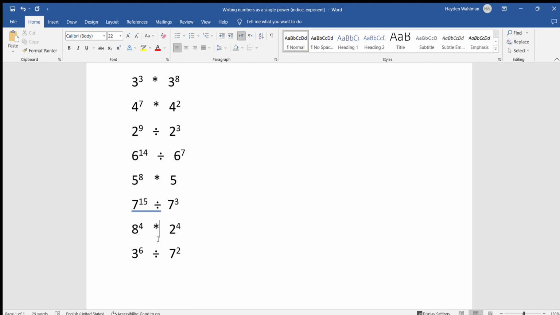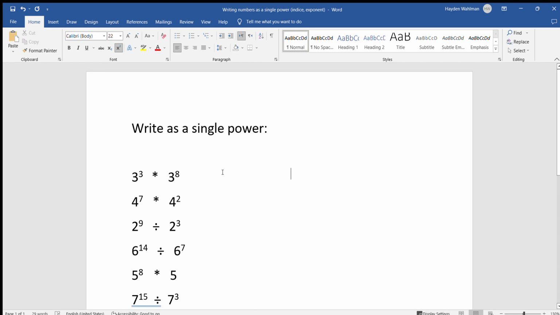So we don't have to worry about adding and subtracting in this one. So this one, do they have the same base? Yes, they have base 3. That means we could use our little rule, which is just add the powers. So this is 3 to the power of 8 plus 3, which is 11. That's it. Do they have the same base? Yes, the base is 4. So 4 to the power of 7 plus 2, power of 9.